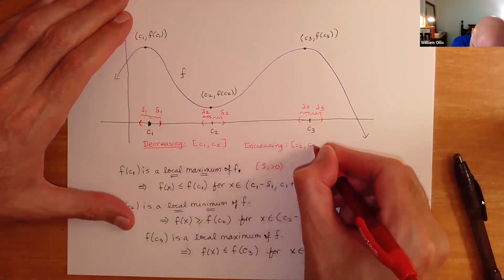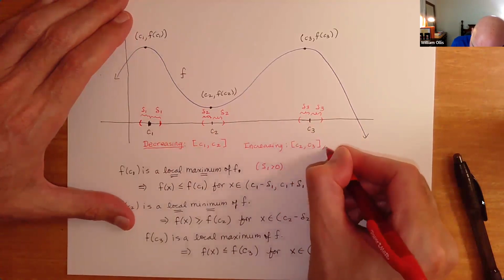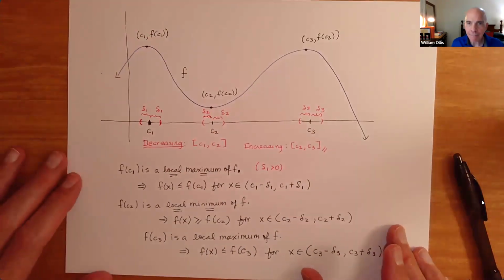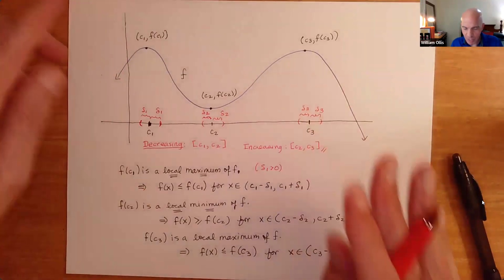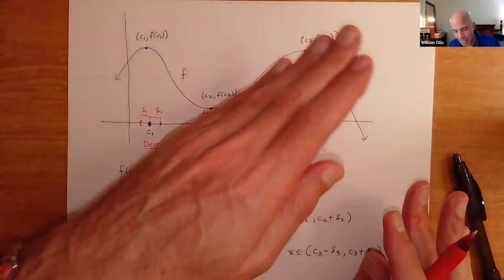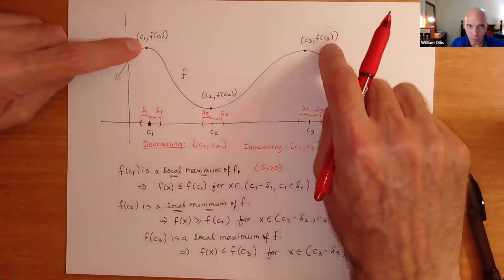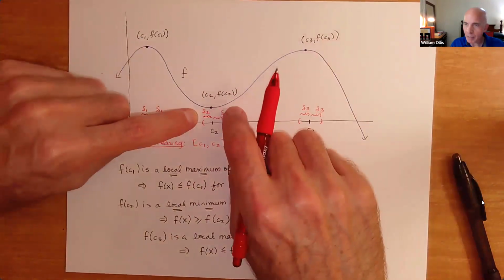And again, the author likes to include the endpoints here, and that's fine. And then, of course, if you want to add more points as we go out, but we see the graph is falling here, rising here. So that gives us our local maxima and our local minimum.